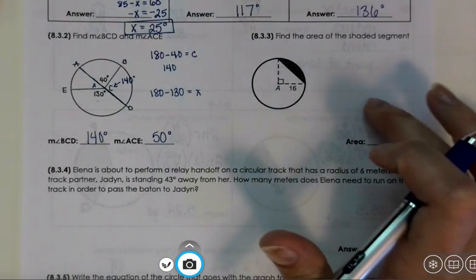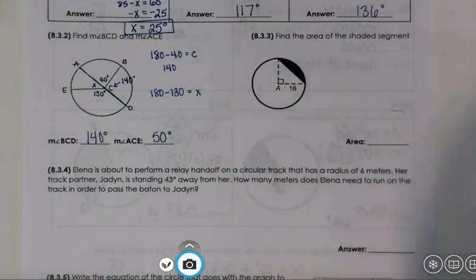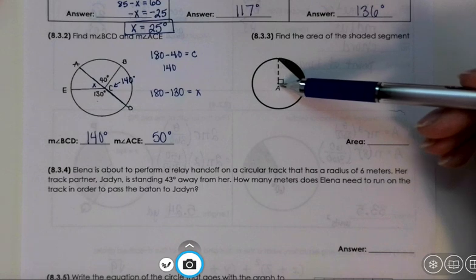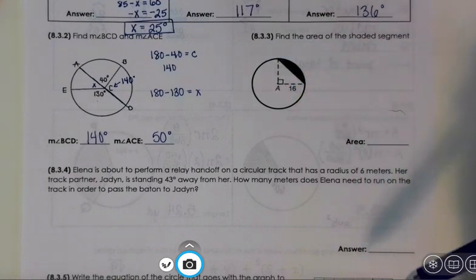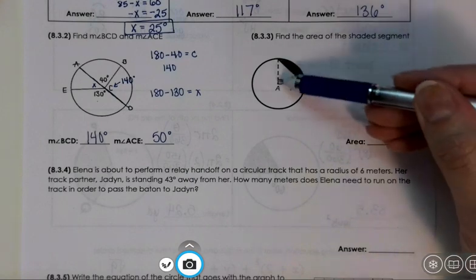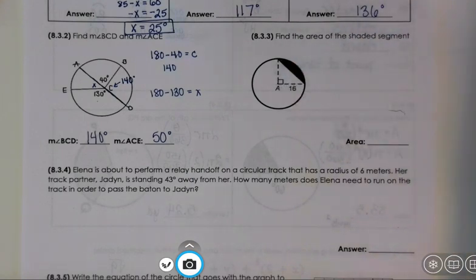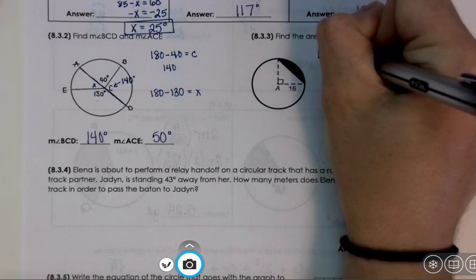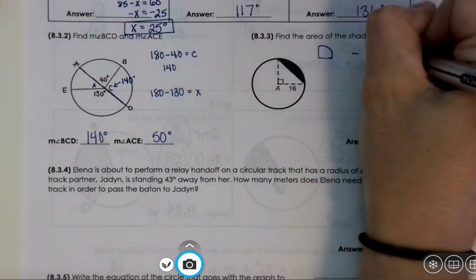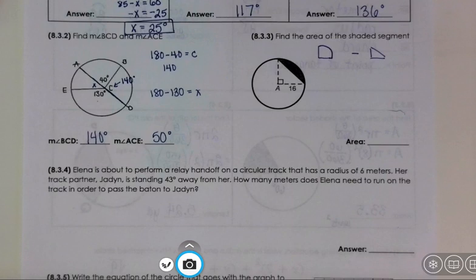Moving on to the one over here, it says find the area of the shaded segment. So what we want to do is find the area of the entire sector, that is the triangle and the segment combined, and then find the area of just the triangle and subtract those two. So I'm going to try to do some notation here.